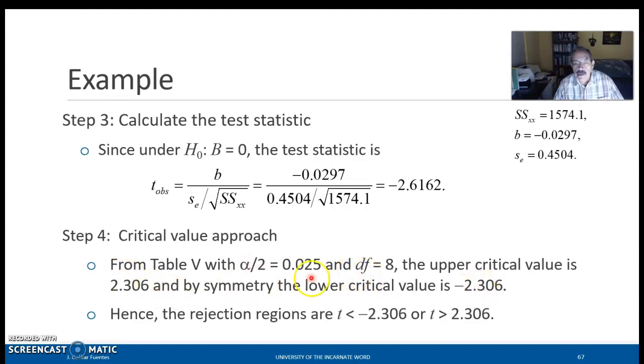Remember, the t-distribution is symmetric, so that's why we can do this. Now, finding the critical values is not enough. You need to specify what the rejection regions are. So don't forget this. Always specify the rejection regions. So the rejection regions in this case are any t-value less than minus 2.306 or any t-value larger than 2.306. So this is what you would do if you're asked to follow the critical value approach.